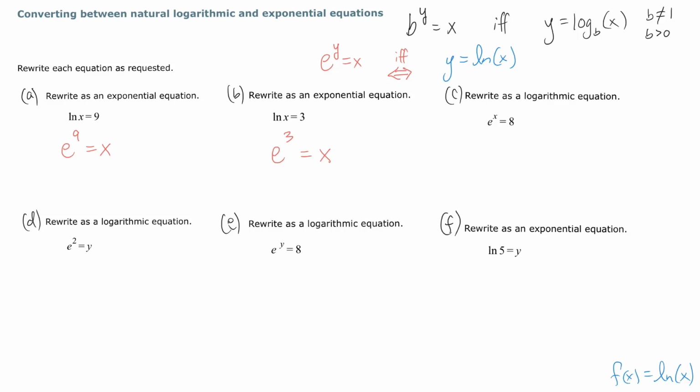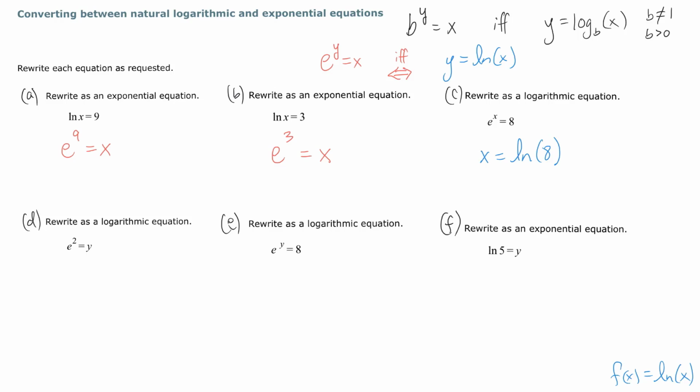How about we go the other way? What if you're given an exponential equation, e to the x is equal to 8? How do we write that? By definition, we need to write x is equal to the natural log of 8. The exponent is first.